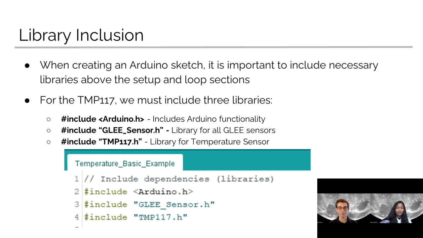So, what are some libraries that we should include in this sketch? We always want to include necessary libraries so that we can have all the functionality we need to interact with our sensors. In this case, for the TMP117 sensor, we want to include 3 libraries. We want to include the Arduino library for Arduino functionality. We want to include the Glee sensor library for Glee sensor functionality. And finally, we want to include the TMP117 library, which includes functionality specific to the temperature sensor.